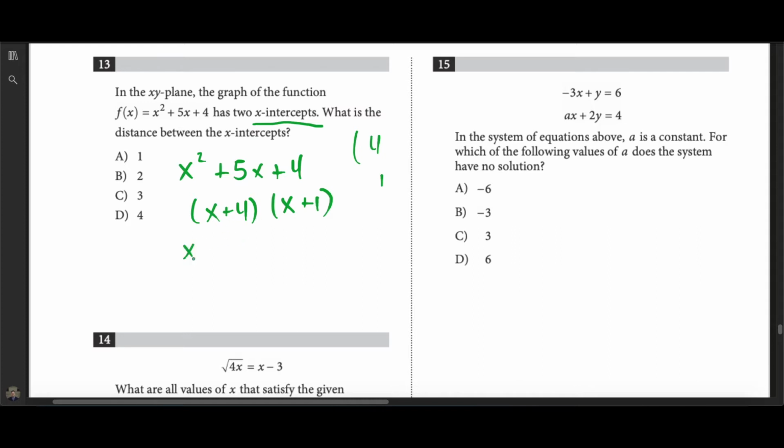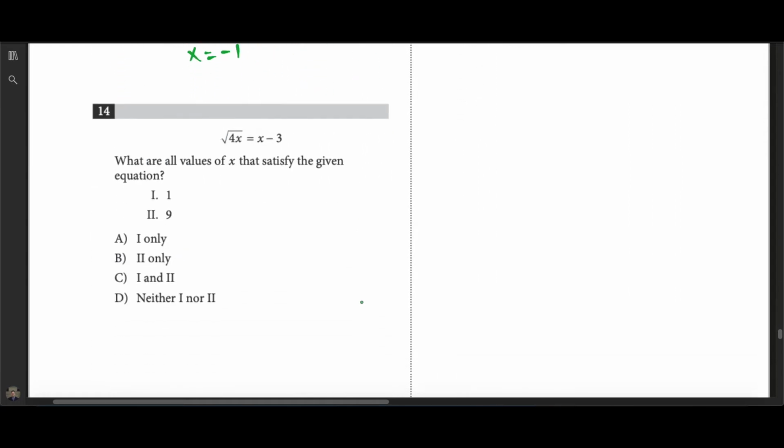And then this gives me my zeros as x is equal to negative 4 and x is equal to negative 1. And the distance between these 2 points, ladies and gentlemen, would end up being C. There's a distance of 3 between those two. Let's look at 14.